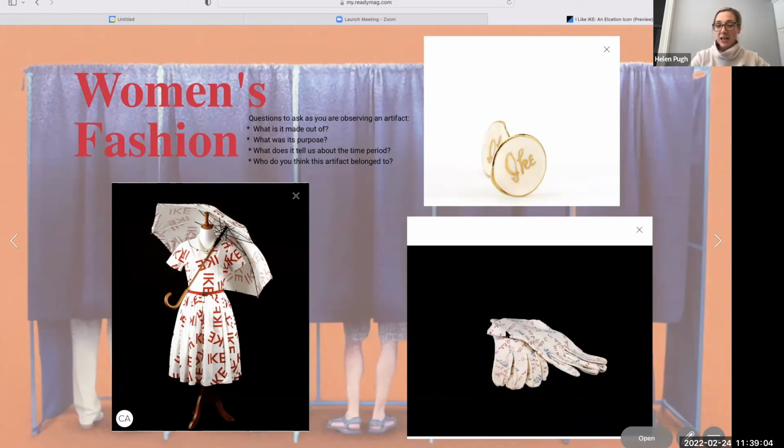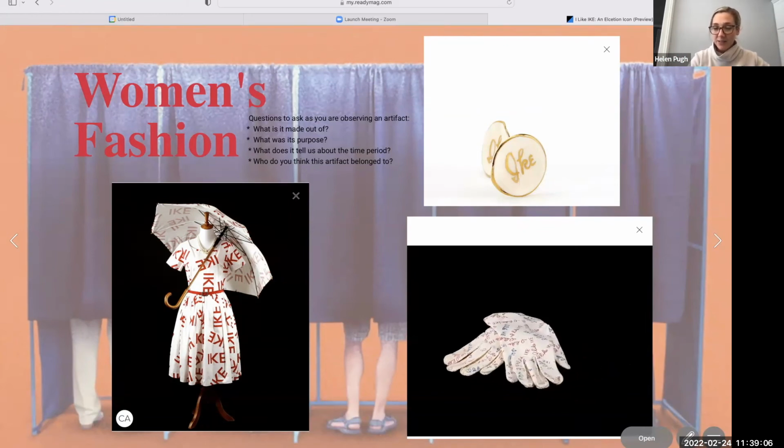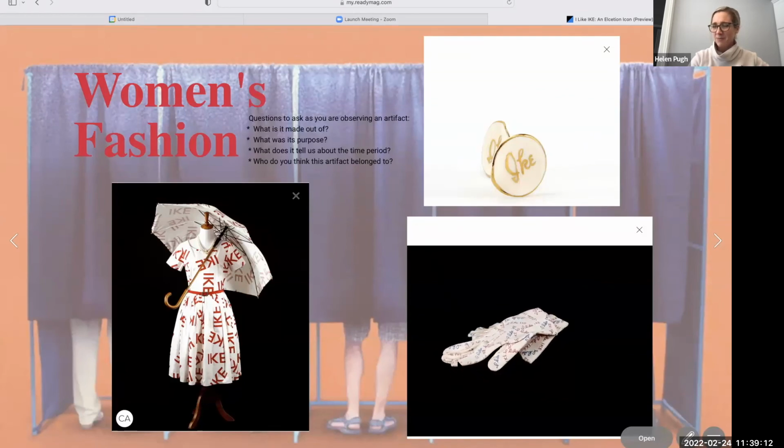We have some Ike gloves. Is it common for women to wear gloves today for fashion?